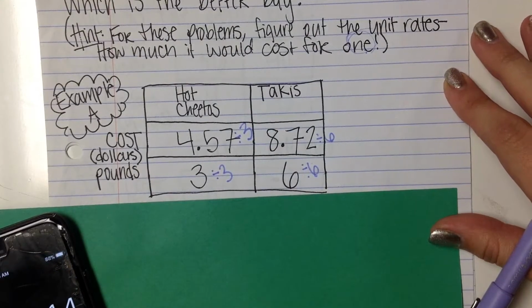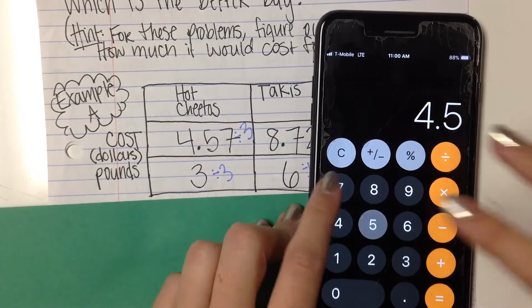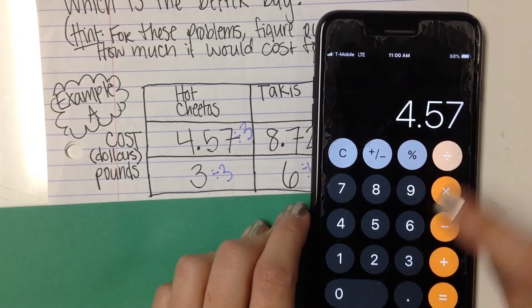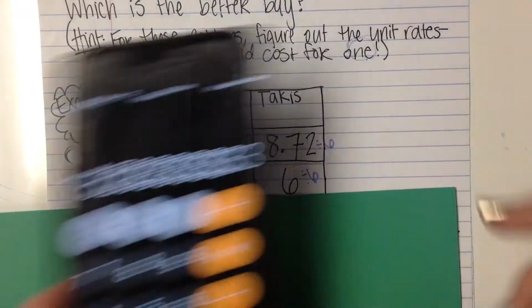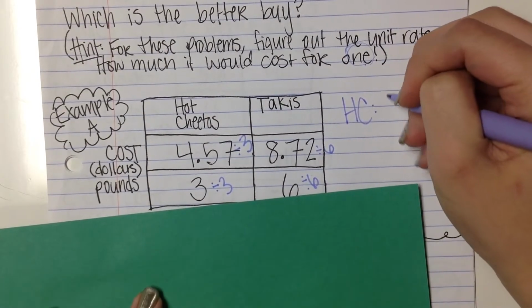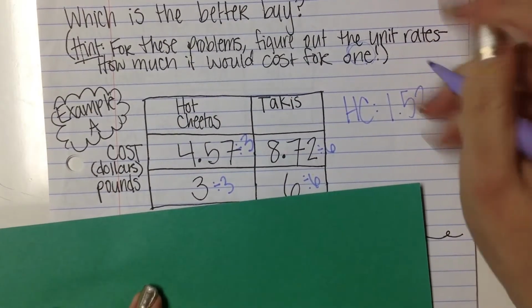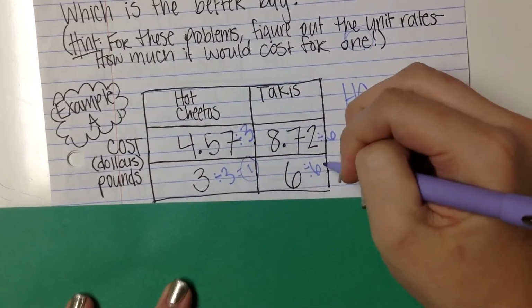So I have 4 and 57 hundredths divided by 3. That would be about $1.52 for my Hot Cheetos for 1 pound, because 3 divided by 3 is 1. So there's my unit rate here.